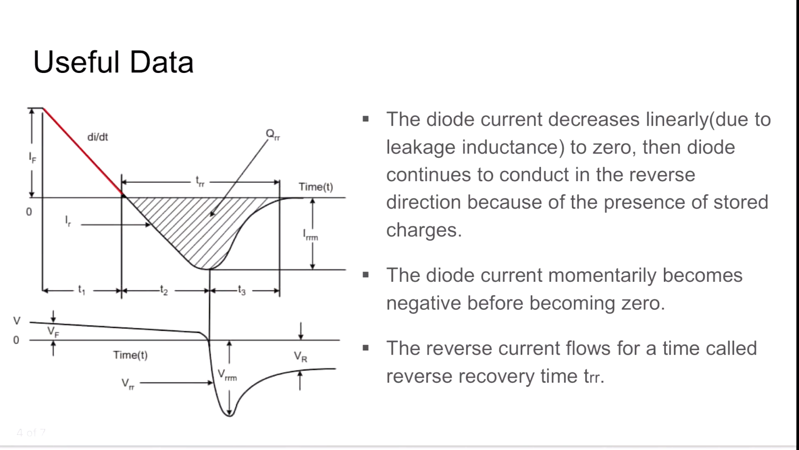Next, the diode current decreases linearly due to the leakage inductance to 0. Then, the diode continues to conduct in the reverse direction because of the presence of the stored charges. The diode current momentarily becomes negative before becoming 0 again. The reverse current flows for a time called reverse recovery time TRR, which is indicated on the figure.